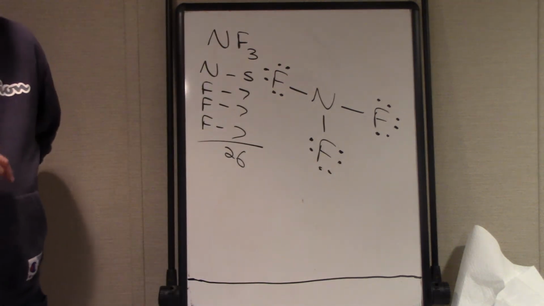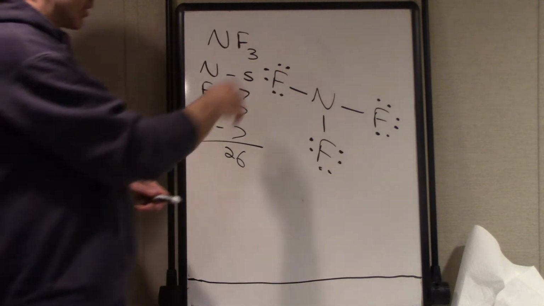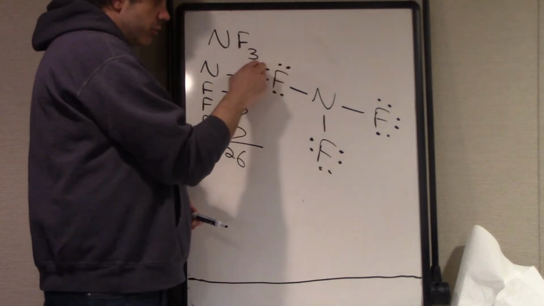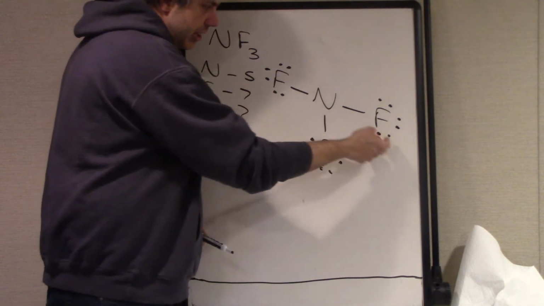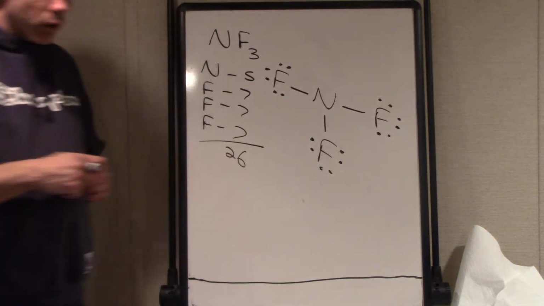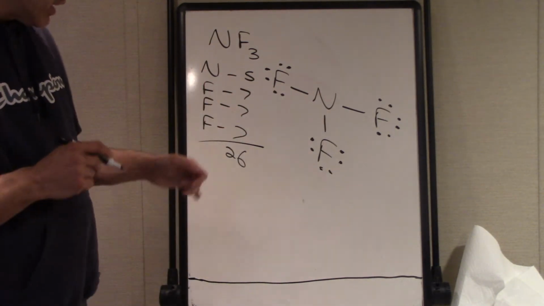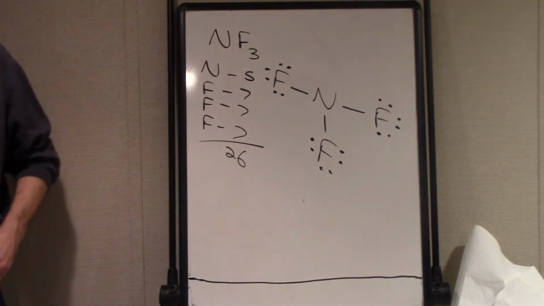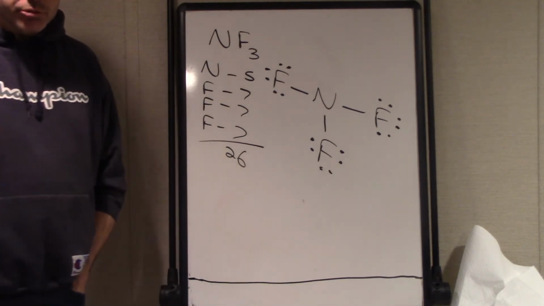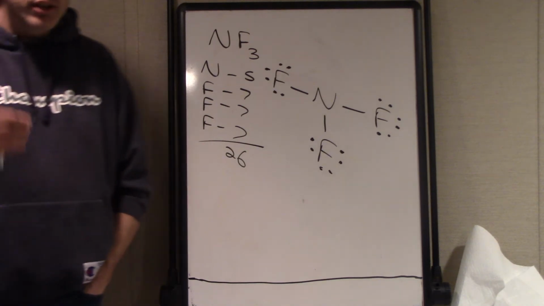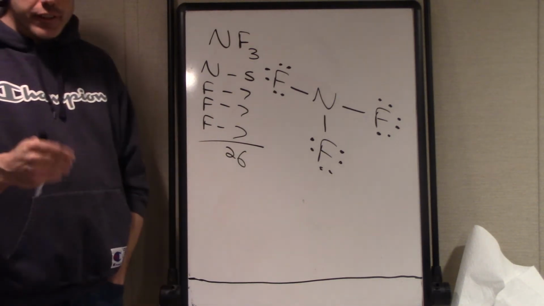Now I'm going to do my checks again. I'm going to check how many electrons I actually have in my structure. I need 26. I have 2, 4, 6, 8, 10, 12, 14, 16, 18, 20, 22, 24. And I have 24 electrons in my structure right now. I need 26. This is definitely not the correct structure yet. I need to make some changes. This check fails. If this check fails, don't even bother doing the second check for the octet rule.